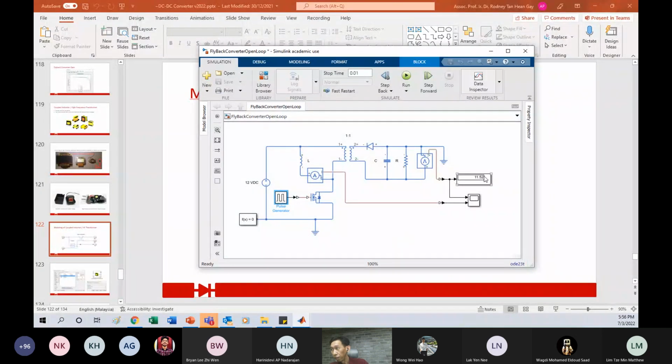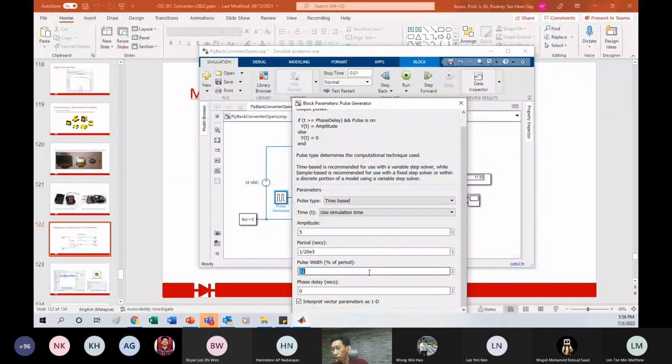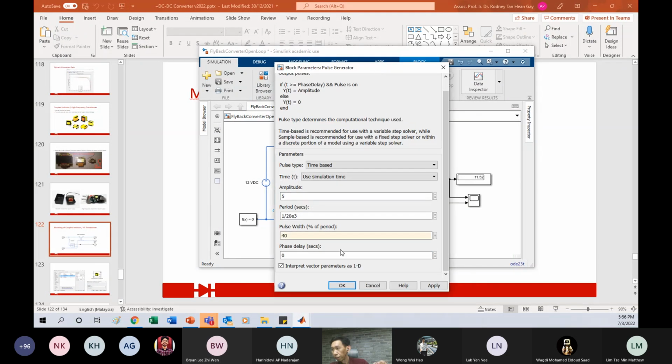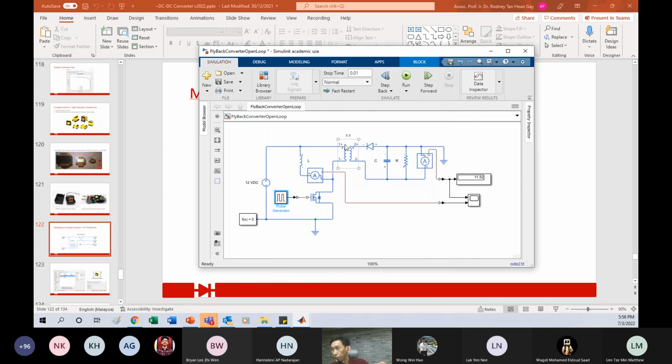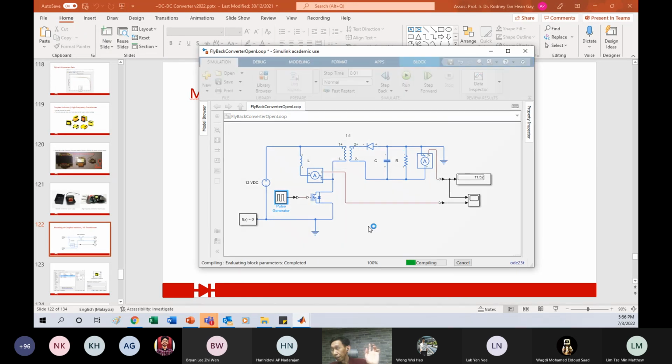Okay, 51% now is 11.5. So if I want 12 volt or maybe 5 volt, if I want lower, of course this one needs to be smaller. Okay, 40%. Yeah, because my transformer ratio is 1:1. Okay.